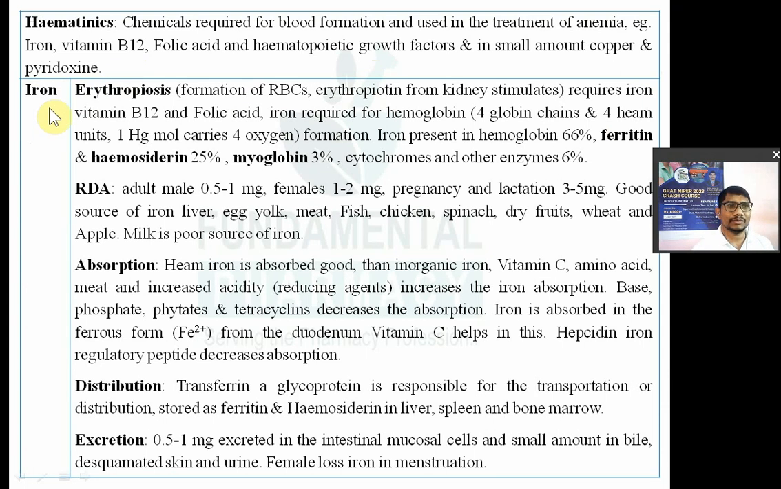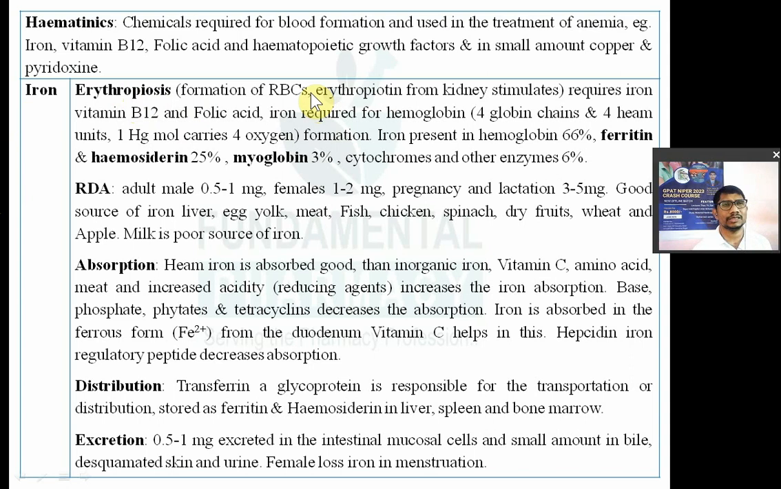Now iron is a very important component of your hemoglobin molecule. In the hemoglobin molecule you have heme units. The heme units are an iron containing complex pigment, heme, and it is a very important component of hemoglobin because it carries the oxygen. Now iron is very important for erythropoiesis. What is erythropoiesis? The formation of RBC.